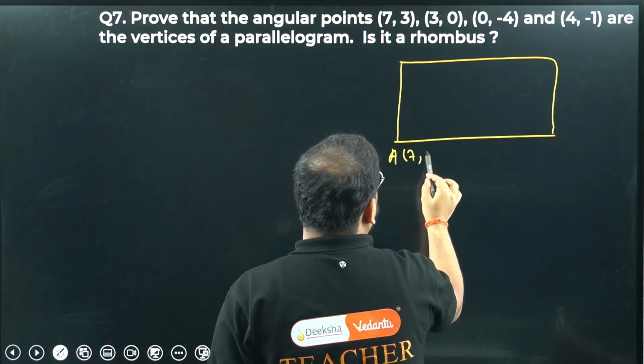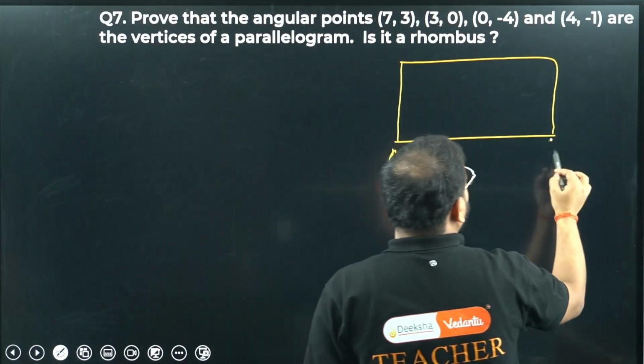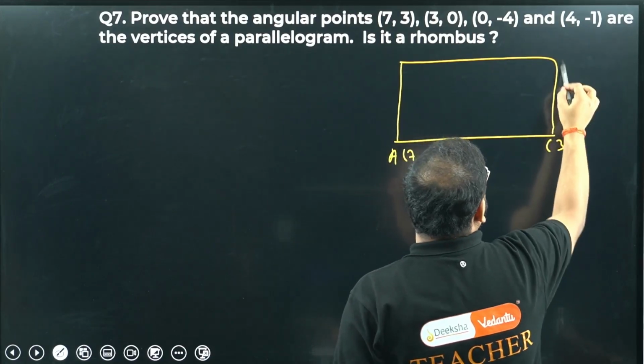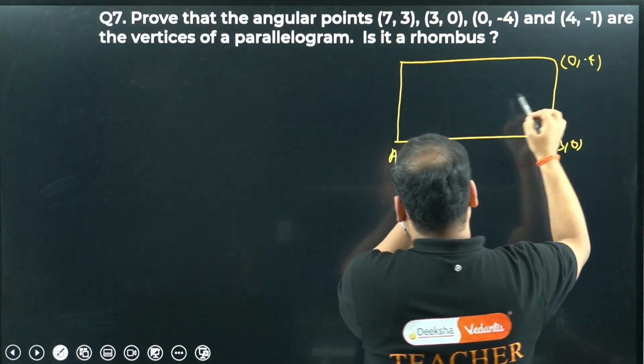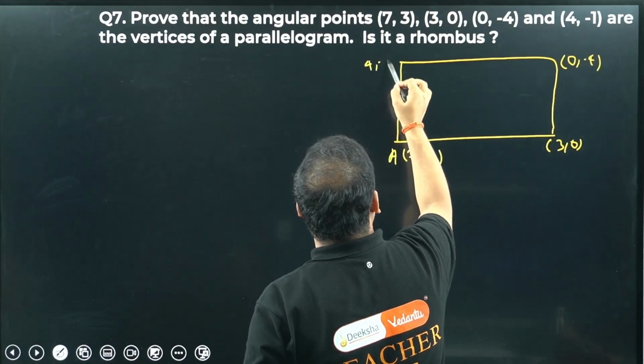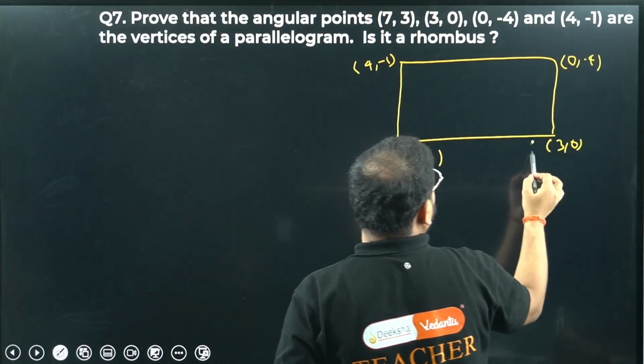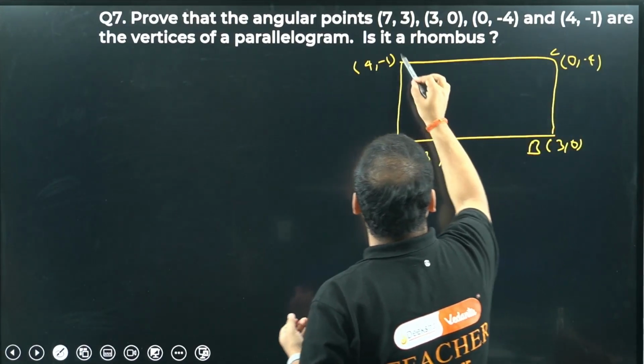A (7, 3), (3, 0), (0, -4), (4, -1). The coordinates are, let's say, A, B, C, D.